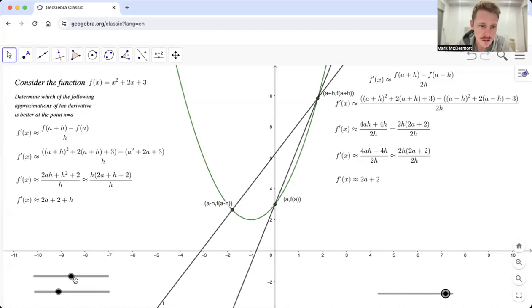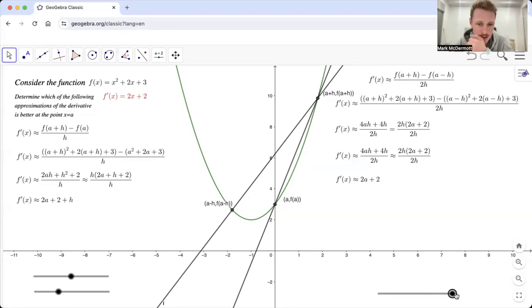Now the question is, which of these approximations is better? So let's have a look. It might be obvious actually from these results which one's better. This one gives us 2a plus 2 plus h. This has got a plus h at the end, which means that h isn't 0. h might be small, but it's not 0. So this is going to be a worse approximation. This will actually be a better approximation, because if we think about the derivative of the entire function, f dash x is just 2x plus 2. And this approximation is actually the exact derivative at a, because you can see that a has just replaced x there.